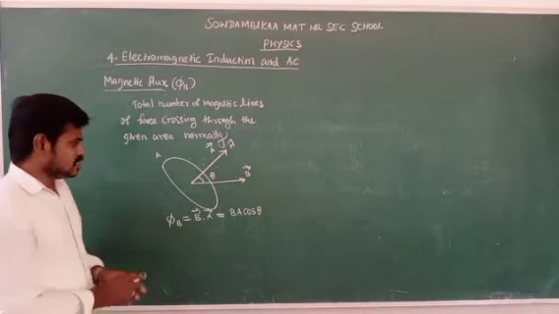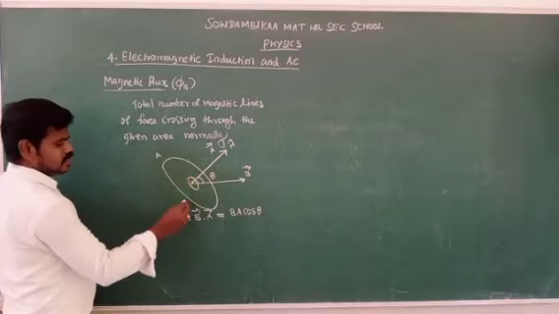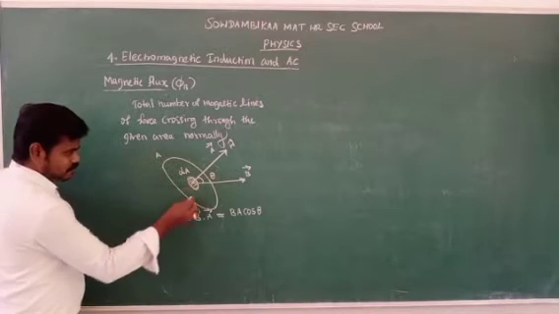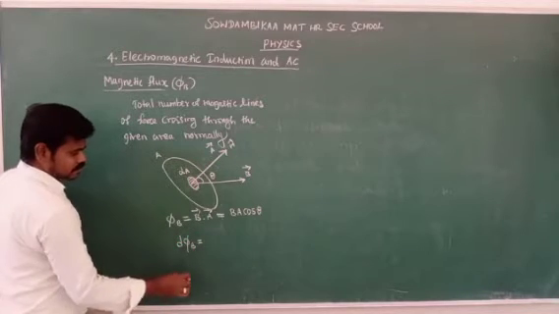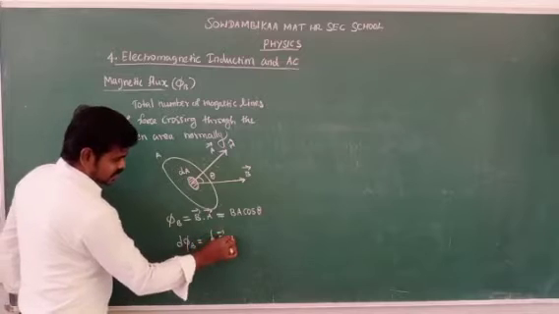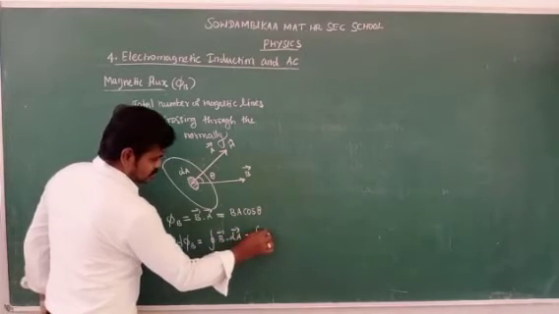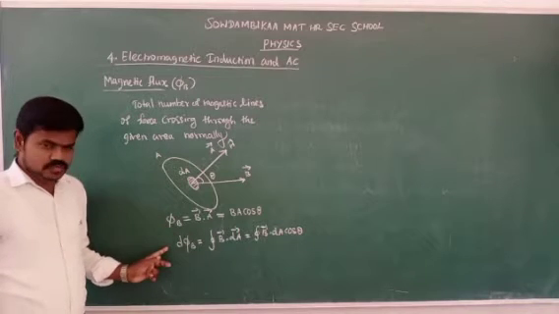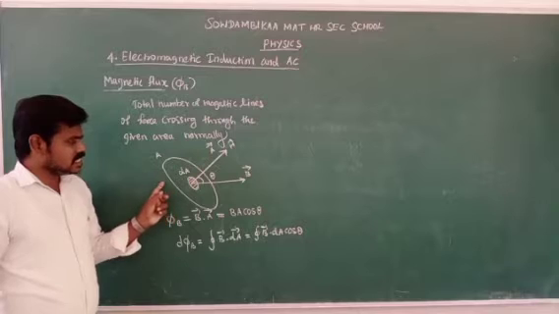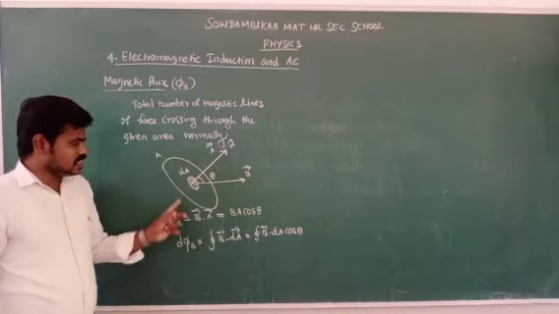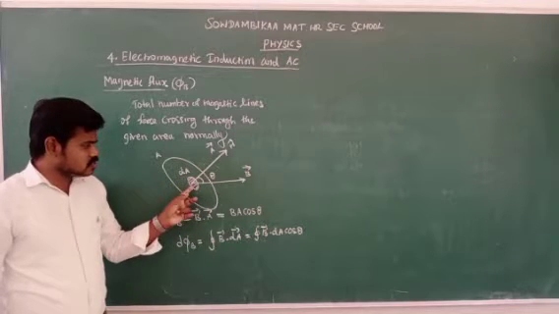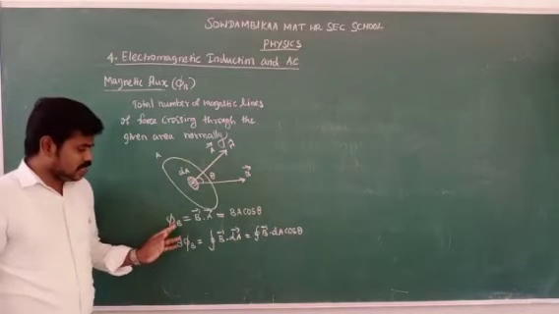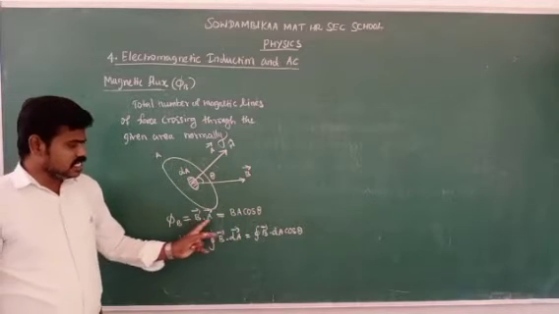Phi B. Suppose we consider a small area dA. The magnetic flux through it is d phi B is equal to the integral of B vector dot dA vector, or the closed integral of B dA cos theta. What is the difference between these two? Phi B is the total flux crossing through the given area. D phi B means the number of lines crossing through the small area dA. The expression for magnetic flux is phi B equal to BA cos theta.